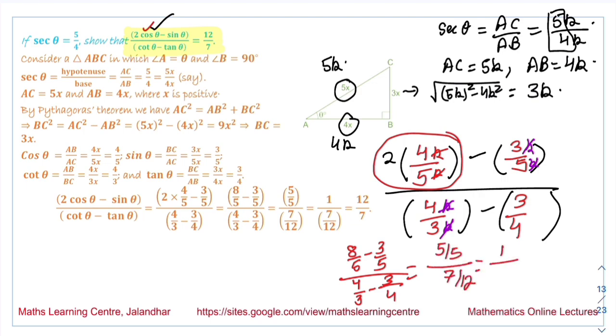That is equal to 1 into 12 by 7. So the answer we are writing is 12 by 7. So we are saying that the value of this term comes out to be 12 by 7.